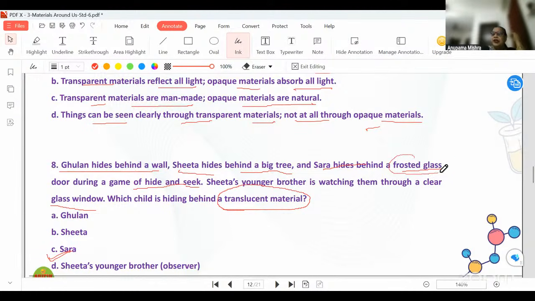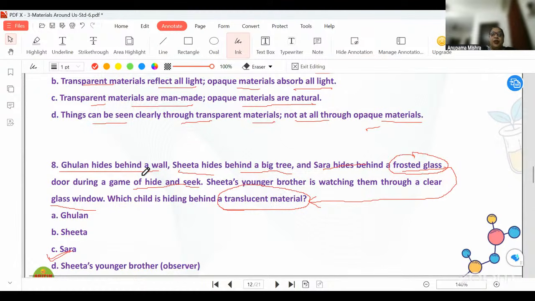Now, frosted glass is an example of translucent material. Things we can see but not clearly can be seen. This is how we find out the answer. First, read the question. When you are reading any Olympiad question, first you go through the question thoroughly, then check what question has been asked to you. Then try to match the question with the given materials, and easily you can get the answer. Like I found the answer, frosted glass.